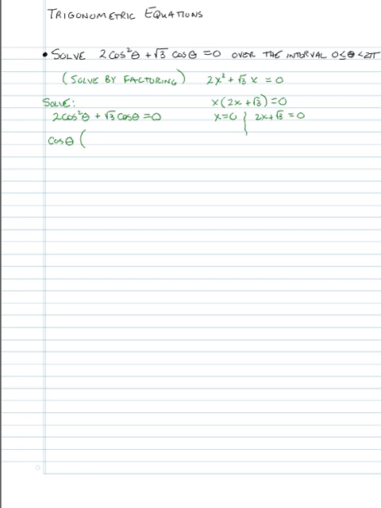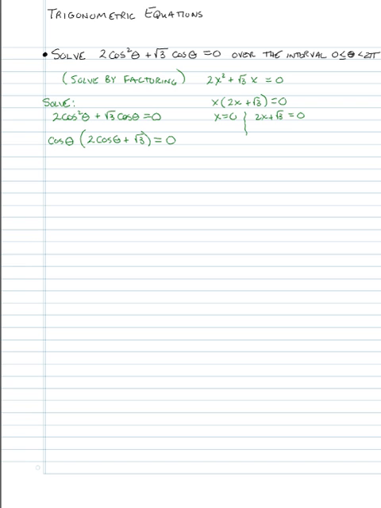Okay, and what do we have? Well, in parentheses, we have 2 times cosine of theta plus the square root of 3 equals 0. Now, the significance at this point is that in the last set of examples that we looked at, we had one single trig function, and we solved for that trig function equal to a number. And then we could figure out theta.